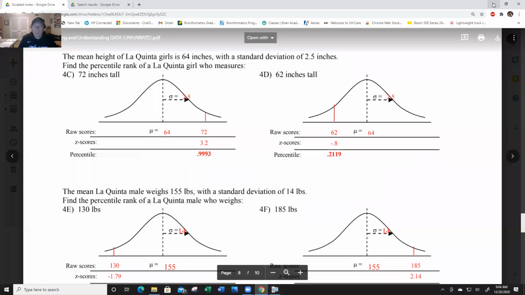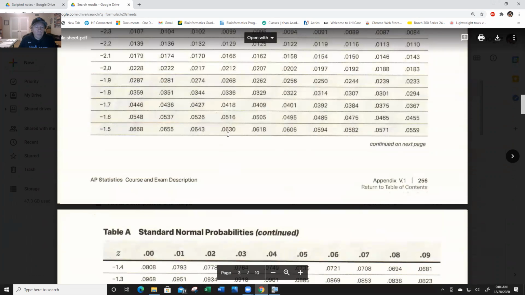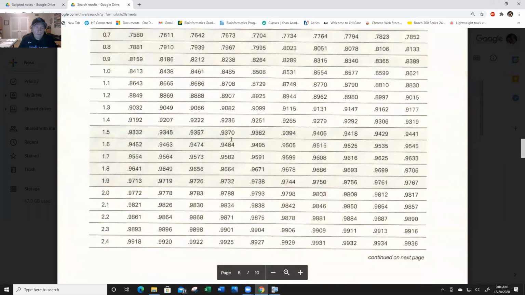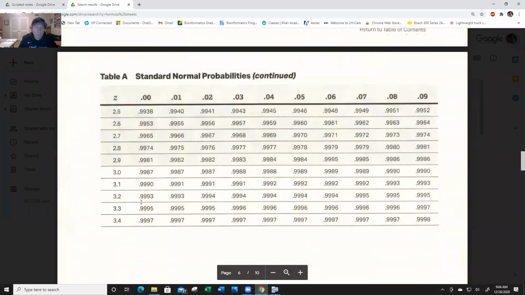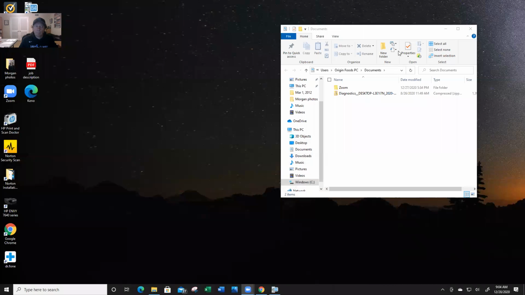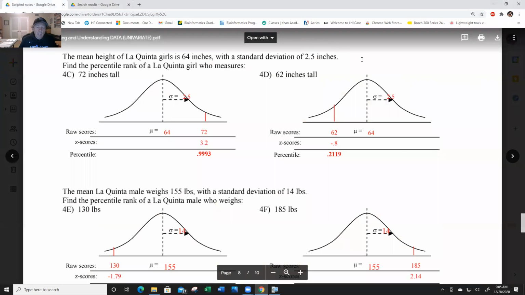The other way to do that, of course, is on the chart. So the z-score was 3.20. That's going to be down here. Okay. 3.20, and it's the very first entry right here, 0.9993. Okay. Sound good? Fantastic. All right. Let's get to the next one. Whoops, I lost everything. What did I do? There we go. Let's get to the next one here.